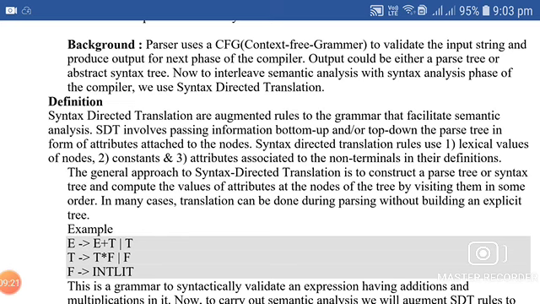SDT, syntax directed translation, involves parsing information bottom up and/or top down. The parser information is in the form of attributes attached to the nodes. Syntax directed translation uses the following: number 1, lexical values of nodes; number 2, constants; and number 3, attributes associated to the non-terminals in their definitions.